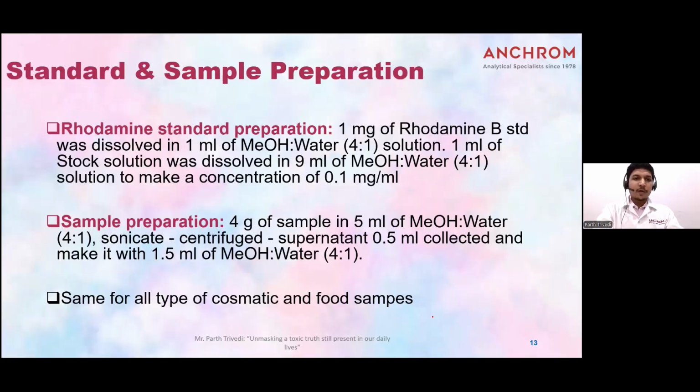This is a good concentration for the analysis of rhodamine B to check in your sample also. For the sample preparation, because in the market any company may add a very little amount of rhodamine, we have taken 4 gram of sample in 5 ml of the same methanol to water 4:1 diluent. We did the same process of sonication and centrifugation, collected the supernatant, took 0.5 ml of it, and made it up with 1.5 ml of methanol to water 4:1. We have done this sample preparation for all kinds of food and cosmetic samples.